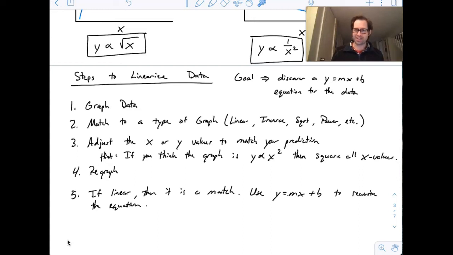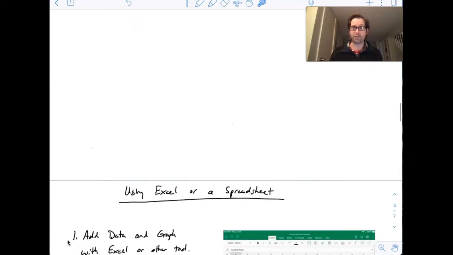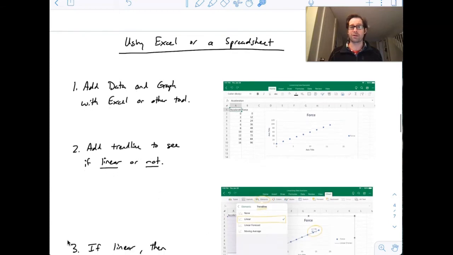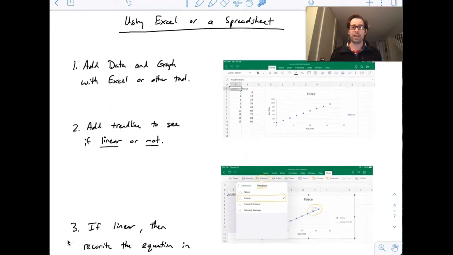All right, so let's get started. I want to show you some sample data. We're going to first talk about something that's totally linear because I want to show you how to do this in a spreadsheet without manipulating a lot of the values. So I look at this, I prefer using Excel.